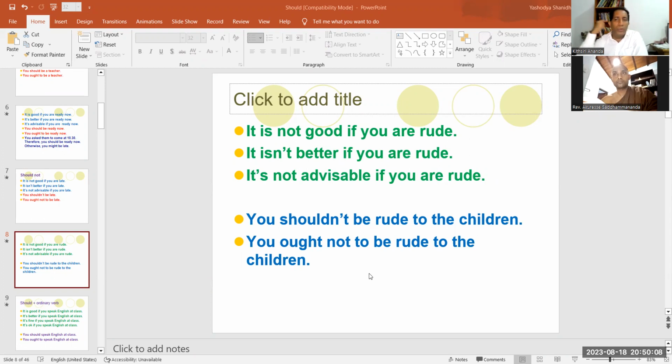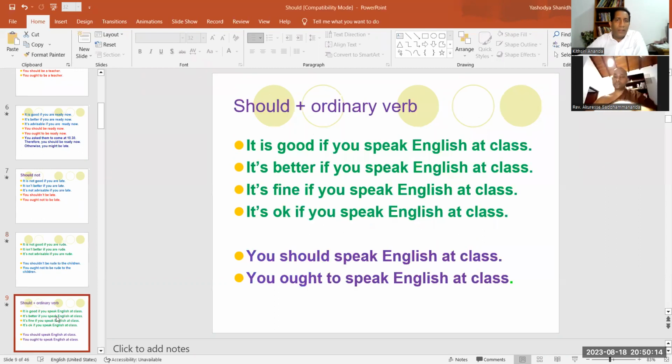You shouldn't be rude to the children. And we can use even an ordinary verb. But anyway, if you are going to use any verb after should, it must be in the base form. The verb that comes immediately after should must be in the base form.